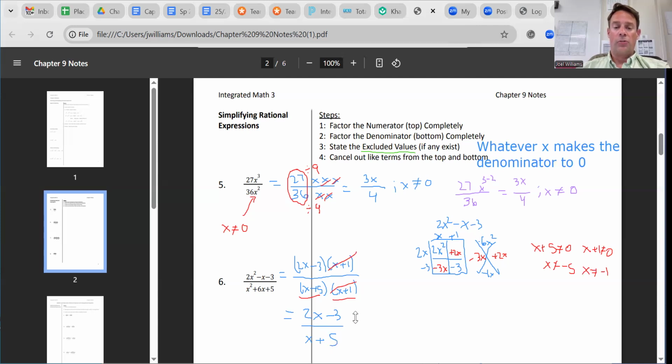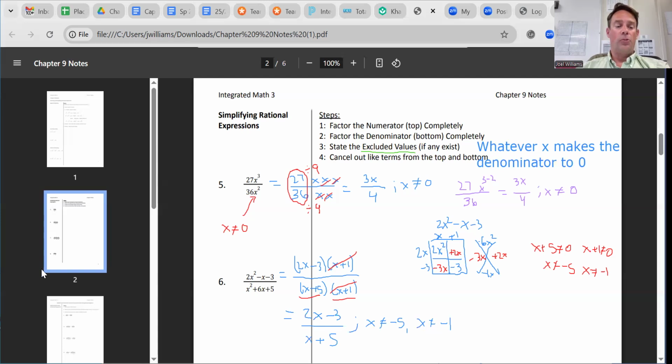But we're going to add our excluded values here. So remember, x can't be equal to -5, which is still on the bottom, but we got rid of that plus 1. That is also an excluded value, so we have to make sure we include it. So x can't be equal to -5, x can't be equal to -1. We don't want to get rid of one of our excluded values.